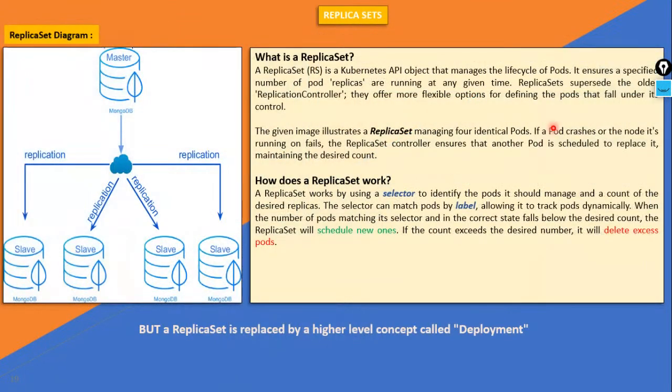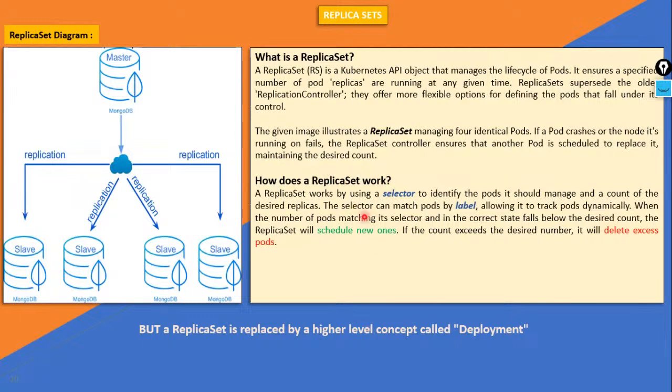So a replica set is like what you have done through the deployment. Replica set is an old concept, but you could have created replica set objects. Right now, you do not need to. Replica set is replaced by a higher level concept called deployment. You do not need to create replica set.